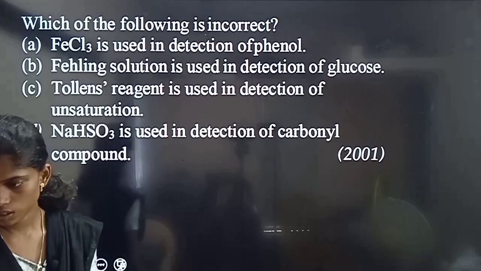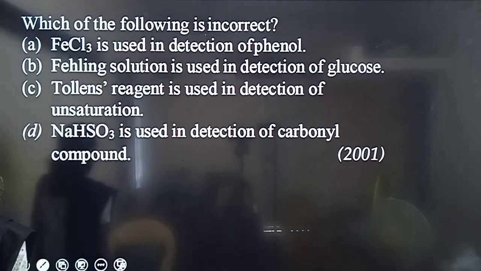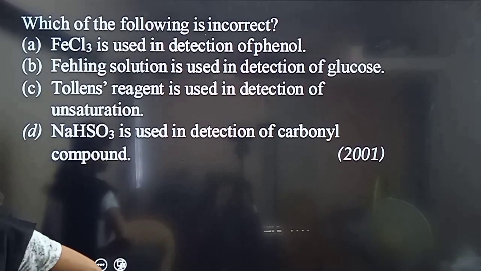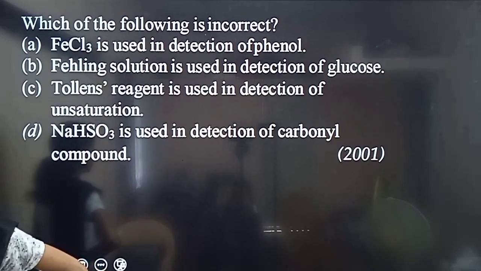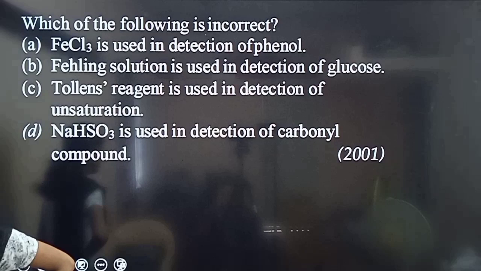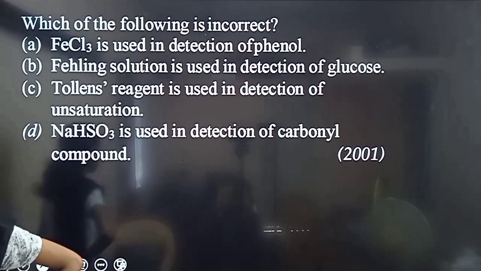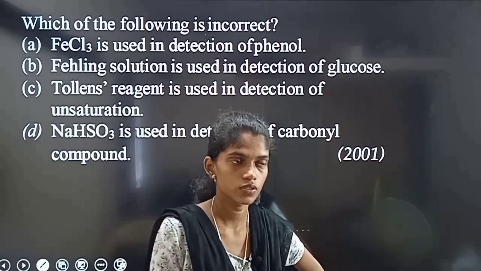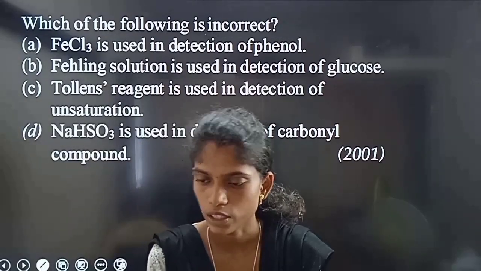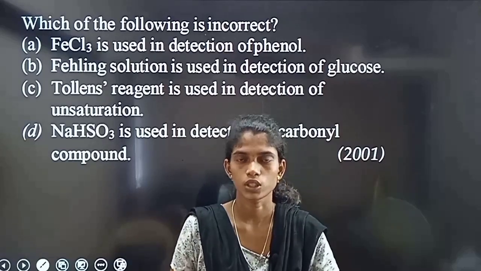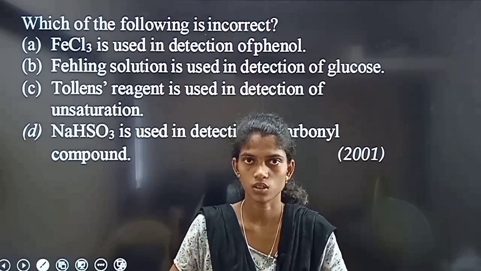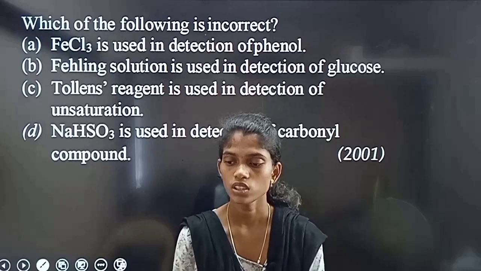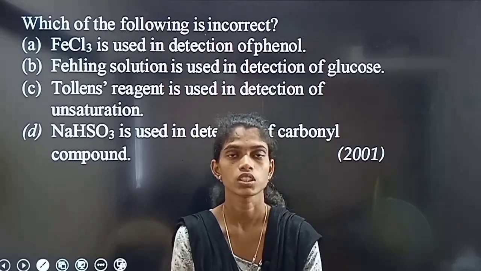Which of the following is incorrect? FeCl3 is used in detection of phenol. Fehling's solution is used in detection of glucose. Tollens' reagent is used in detection of unsaturation. Sodium hydrogen sulfite is used in detection of carbonyl compounds. So option A is correct, because we used it in phenol detection, which we saw when studying phenols. Next, Fehling's solution is for glucose, which is an aldehyde or ketone, that is, carbonyl compounds.